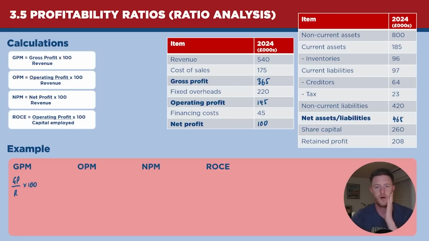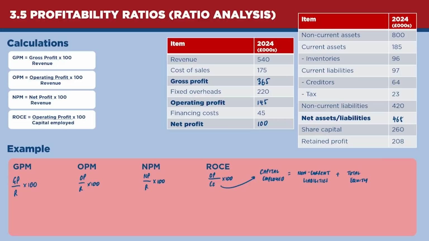So gross profit margin is, we've got the formulas already on the left-hand side. We are going to do a bit more depth on the capital employed side of things. So capital employed is our non-current liabilities plus our total equity. That is 420 current and non-current liabilities. Our total equity is our share capital and our retained profit. It's our internal finance. That's 468. So that totals 888. We're going to use that later on.